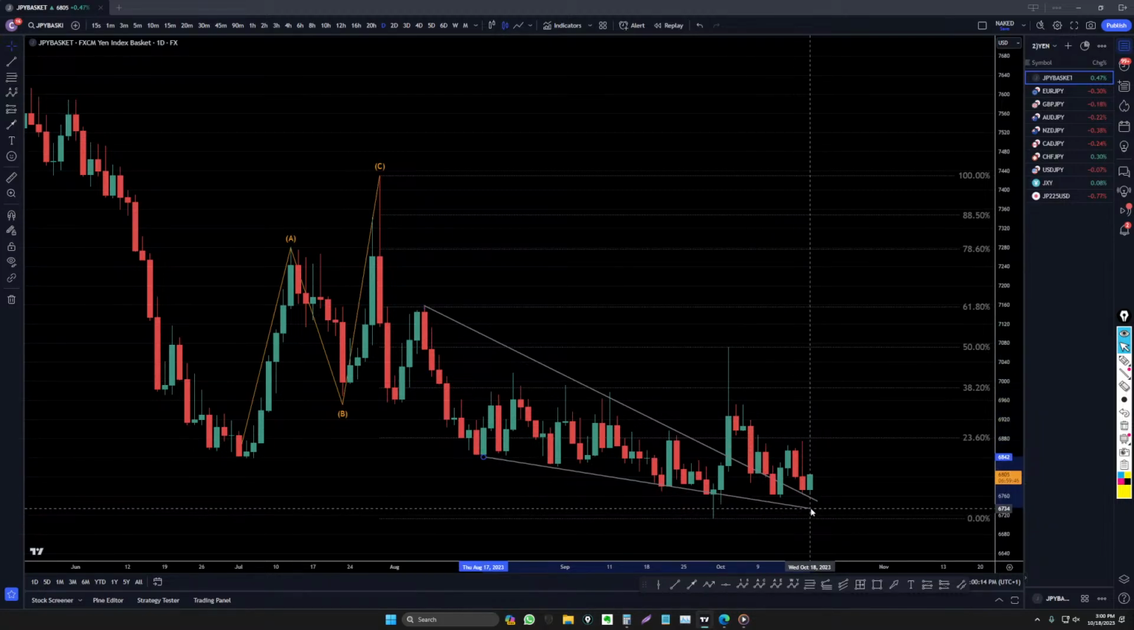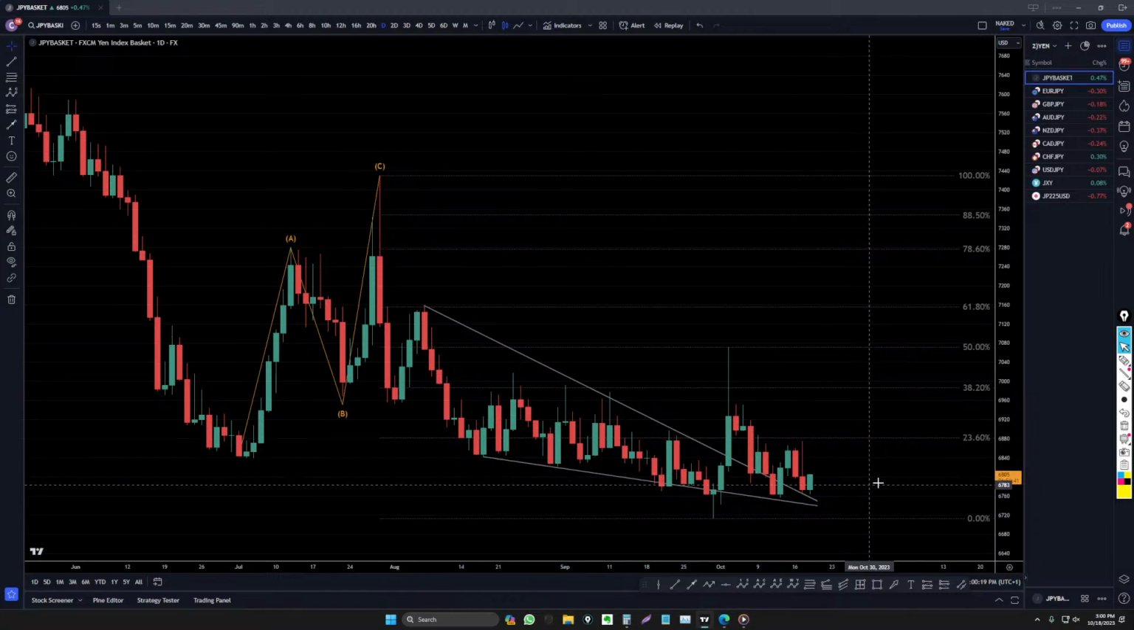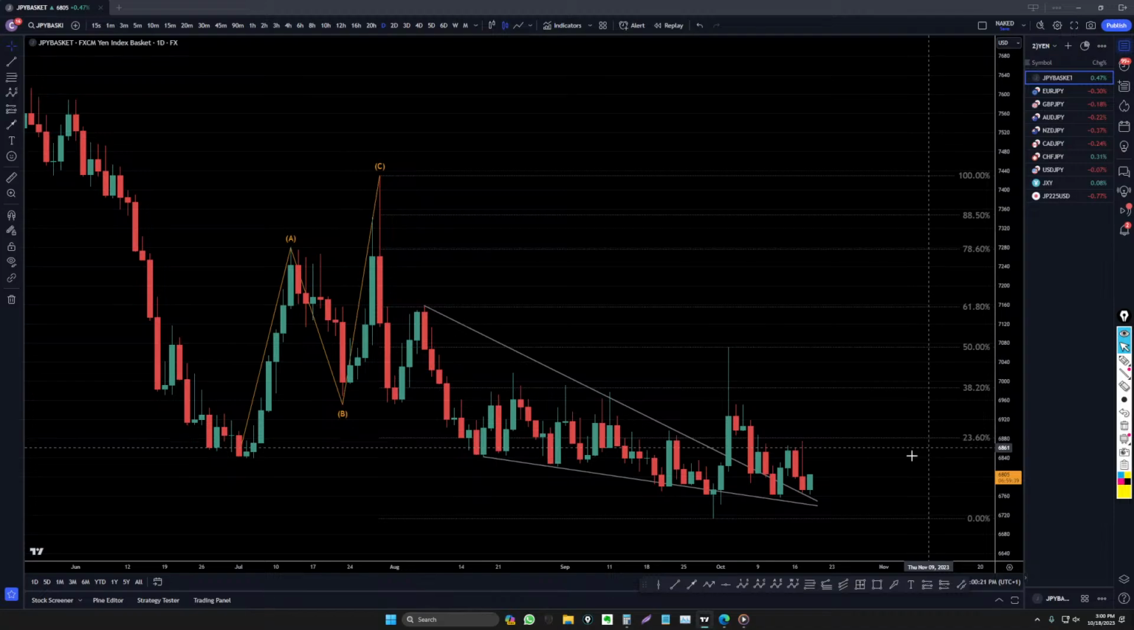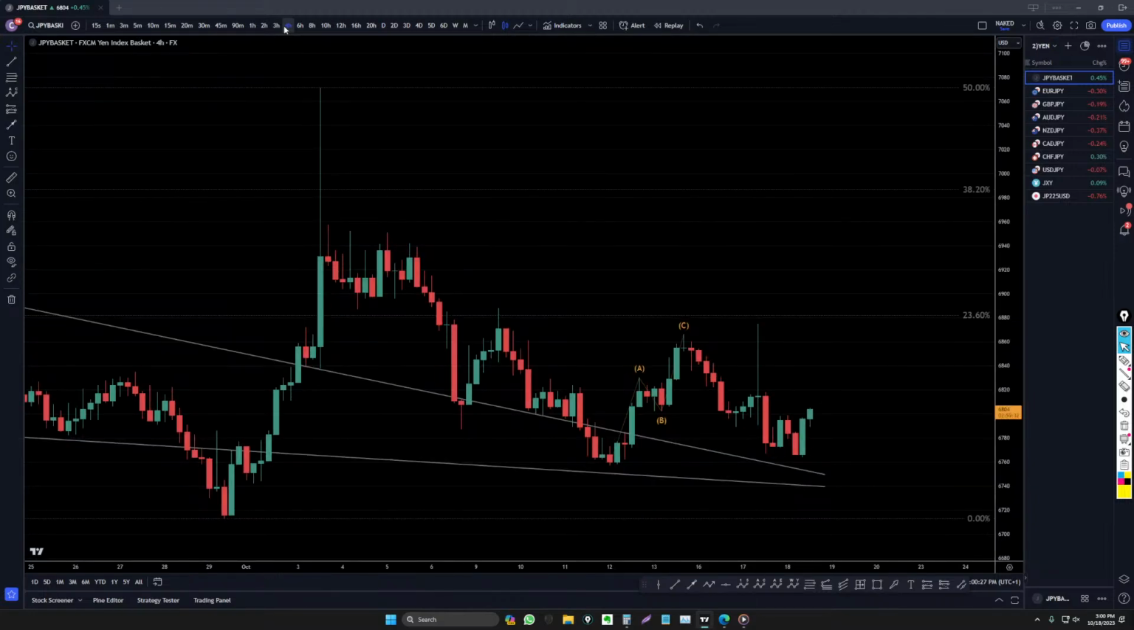Man, right at the apex of this little ending diagonal. Maybe it's finally making a move up, but boy, I'm not going long on it. Oh, it's starting to break though. At least we got a break of structure finally. That's a good sign. What kind of pattern it is, on the other hand, I have no idea, but that's definitely a good sign that we got a break of structure.